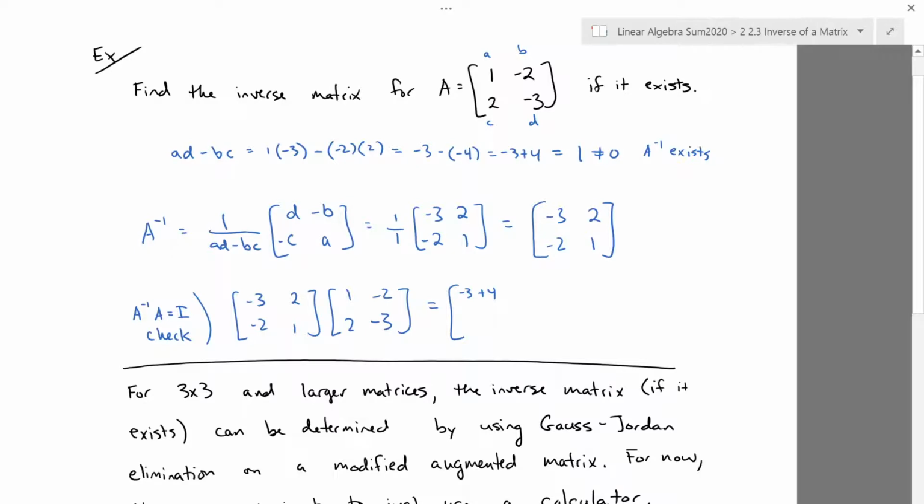Okay, so the next entry is 6 minus 6. And this entry is negative 2 plus 2. And the last entry is 4 minus 3. So what do we get? 1, 0, 0, 1, which is the identity matrix. So this checks out.